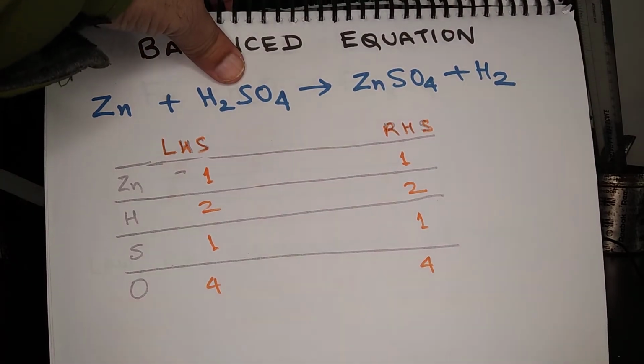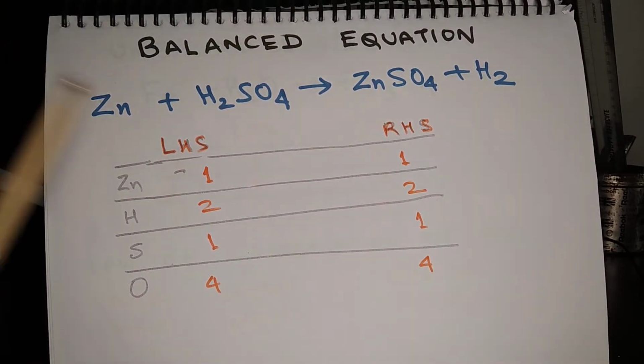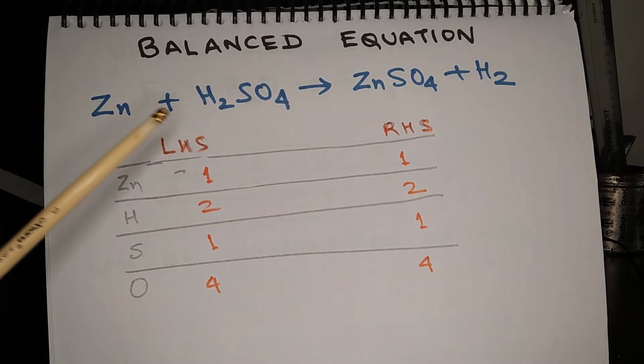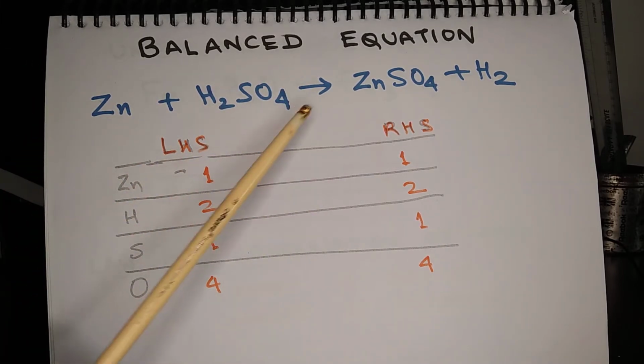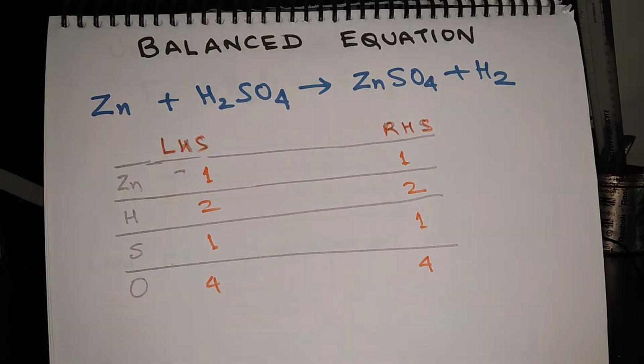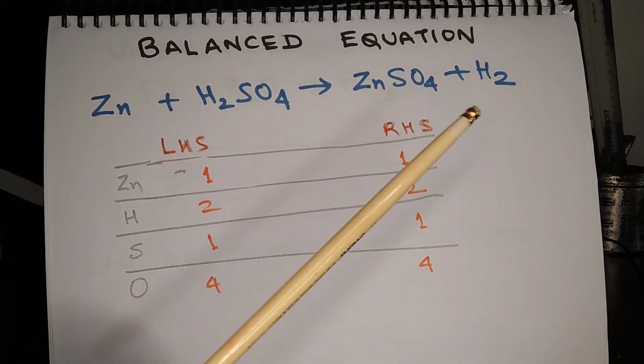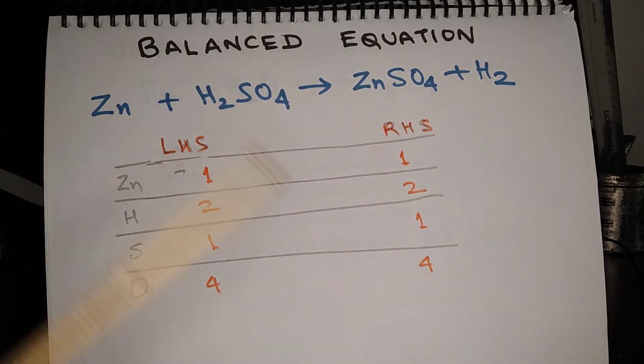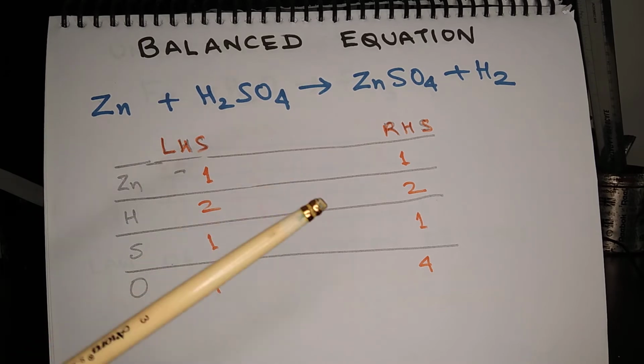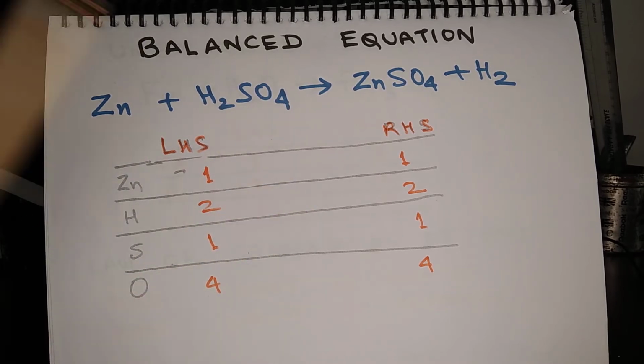Now, what is a balanced equation? This is a reaction between zinc and sulfuric acid, which produces zinc sulfate and hydrogen. This is written as Zn plus H2SO4 is equal to ZnSO4 plus H2. So let us count the number of atoms for each element on both sides of the equation.